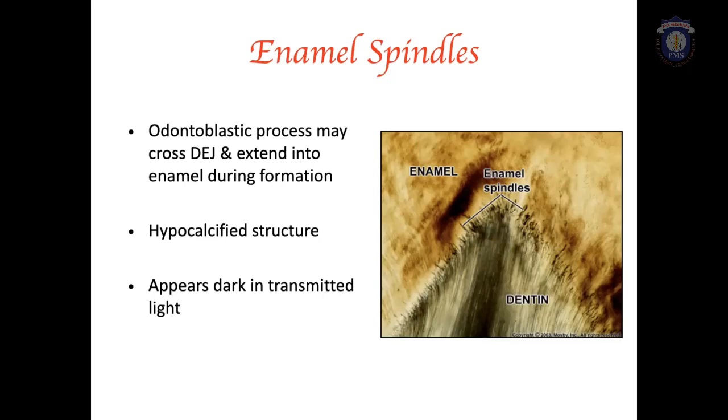Now this will make a little bit of a hockey stick kind of small projection, as you see in this diagram. Now, what is an enamel spindle? It is the odontoblastic process which is extending beyond the DEJ and which enters into the enamel.